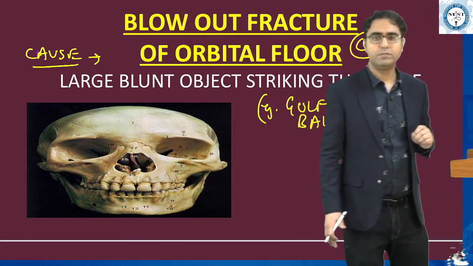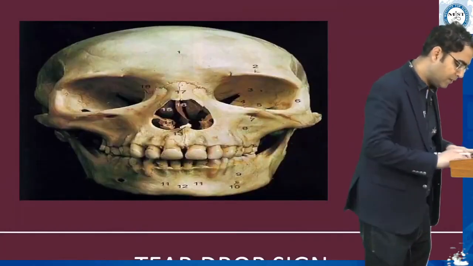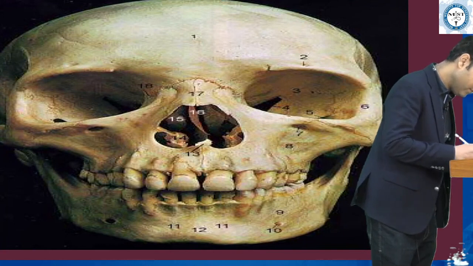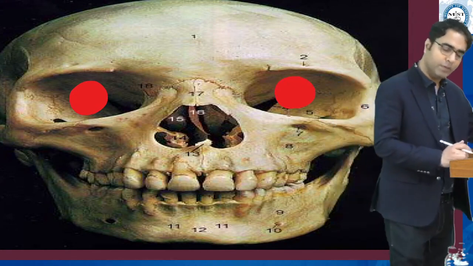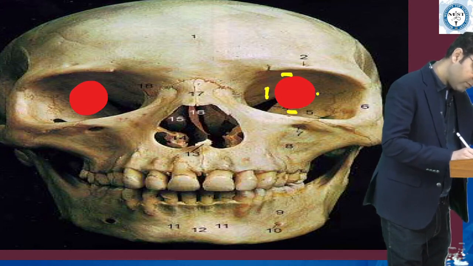Now, everybody look at the screen, beta. Please understand it. This is your orbit, beta. This is your globe. Orbit, globe, beta. Now, please see the screen. I'm sure you know that you have extraocular muscles. Then you have periorbital fat.